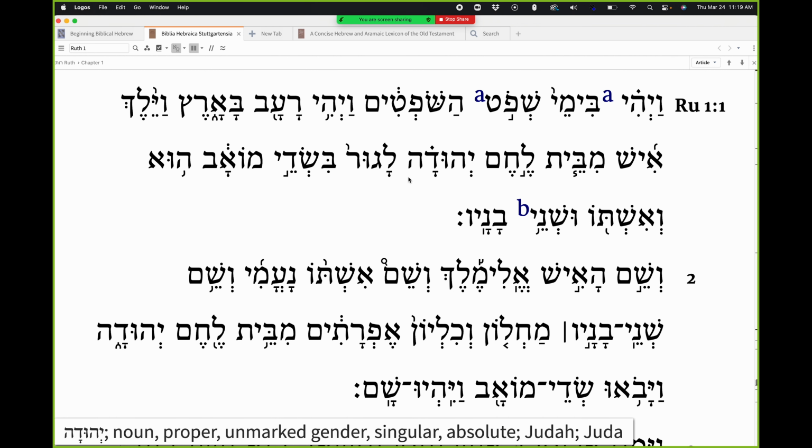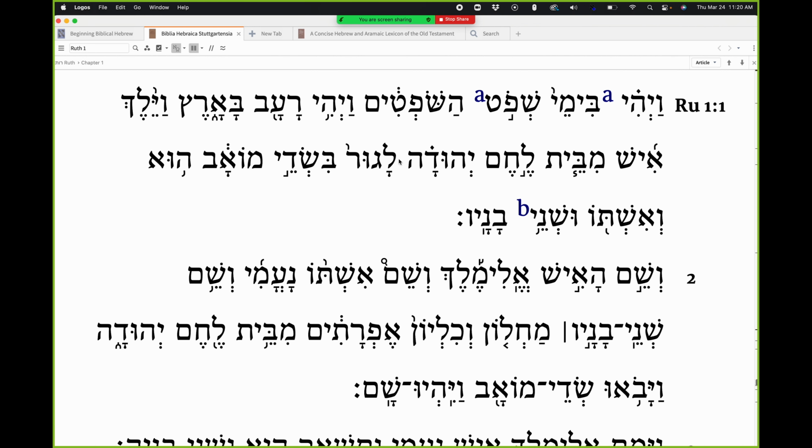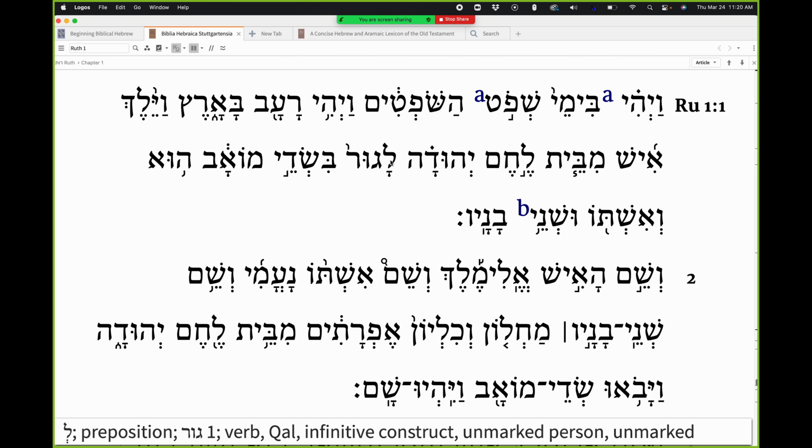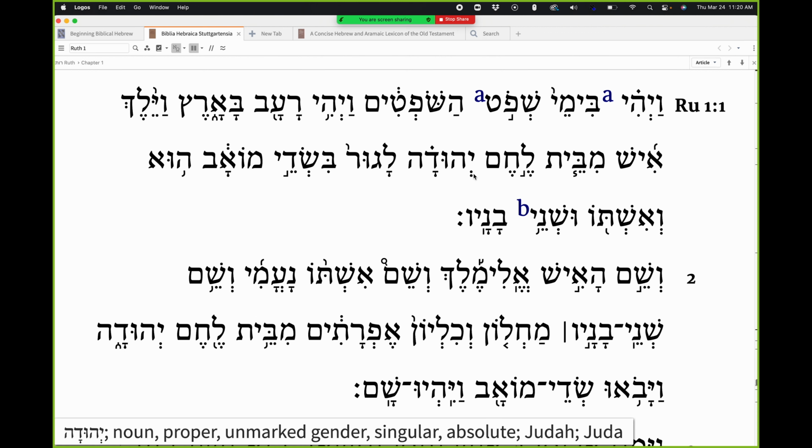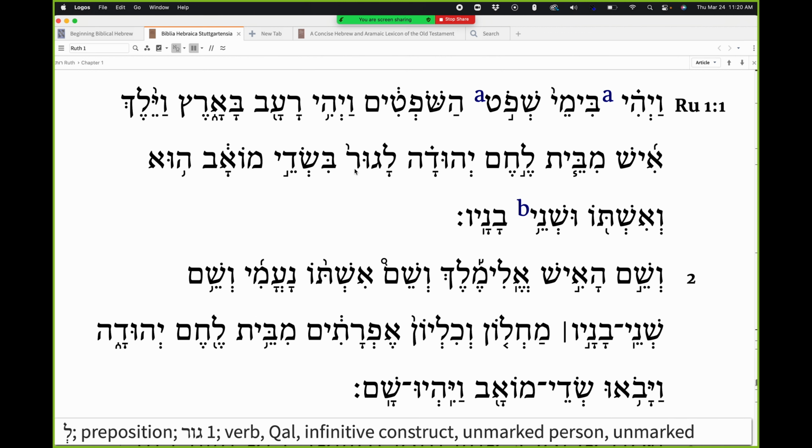And then Yehuda, this is Judah. Lagur, this is the purpose lamed. So this is indicating the reason why he vayelech. Why did he go from Bethlehem? He went to, or in order to, gur. Gur is a hollow verb. It means to wander or to travel, sojourn, to travel as a foreigner, that sort of thing. He went to sojourn.